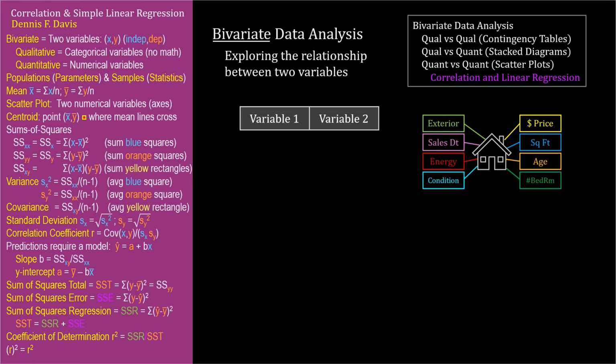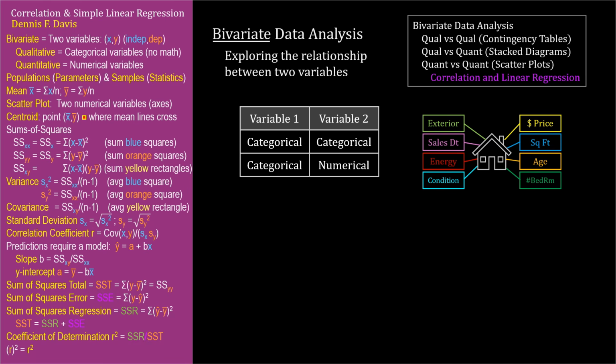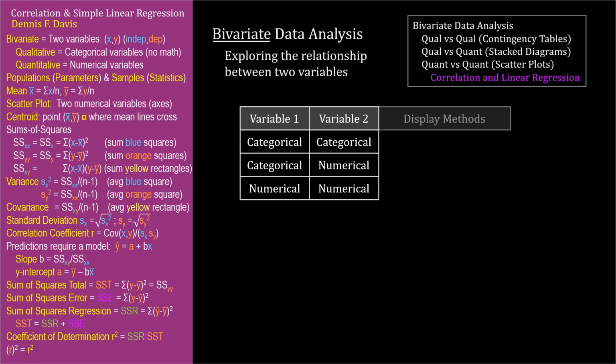This means there are 3 combinations of variable categories. Both variables can be categorical, one can be categorical and the other numerical, or both can be numerical. The combination of variable types determines the possible methods we can use to visualize and analyze the data. For correlation and linear regression, we're only interested in the bottom combination, but for the sake of completeness, let me provide a quick review of the first two.